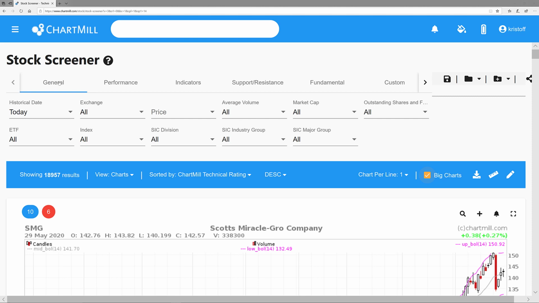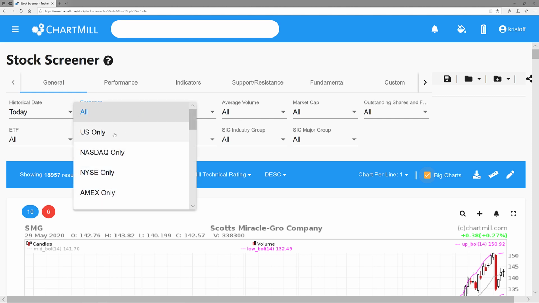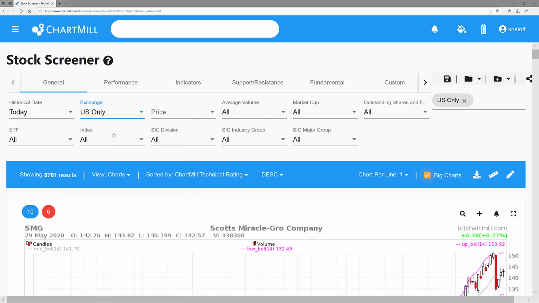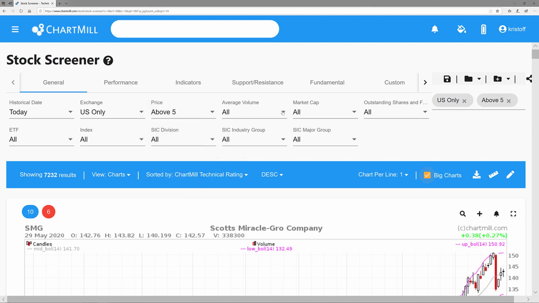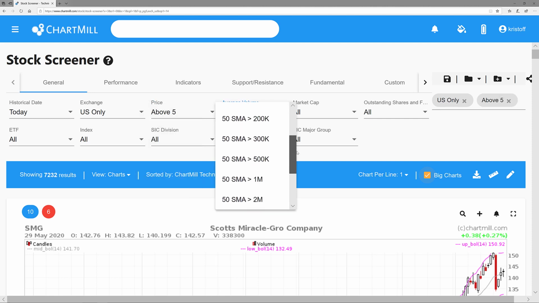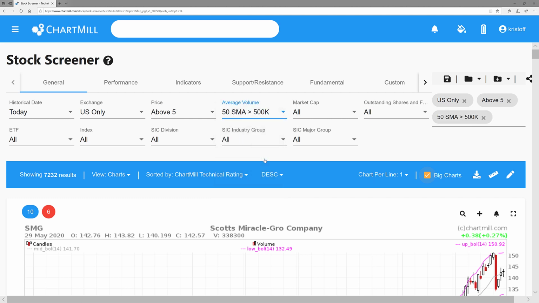So for the exchange, US only. As I've mentioned already in previous videos, I use different basic settings for the US and the European stock market. A minimum price of $5 and an average trading volume of at least 500,000 measured over the last 50 trading days. And for this screen, I want to exclude all ETFs. With these basic filters, we still have about 1900 shares left.